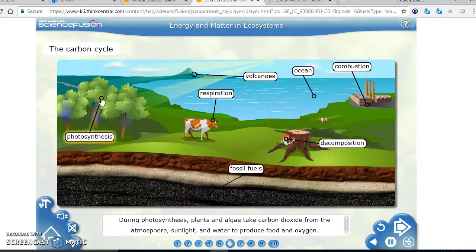Plants are a carbon sink. During photosynthesis, plants and algae take carbon dioxide from the atmosphere, sunlight, and water to produce food and oxygen.